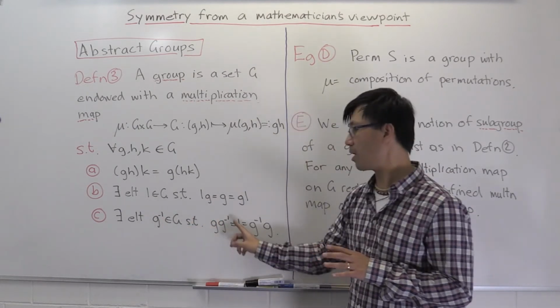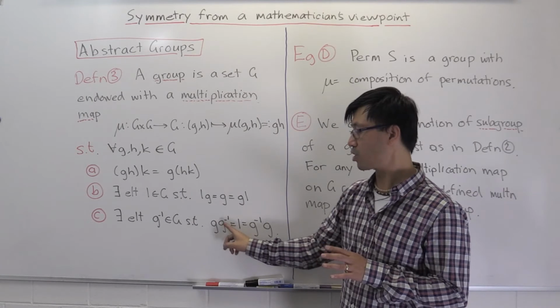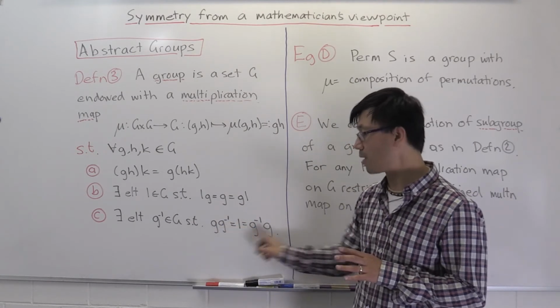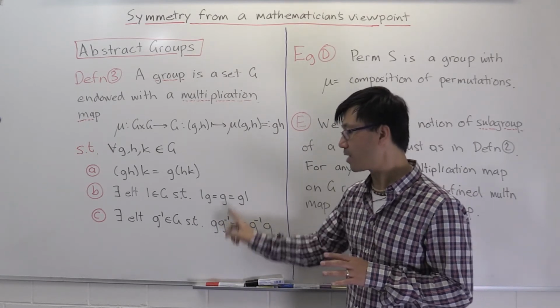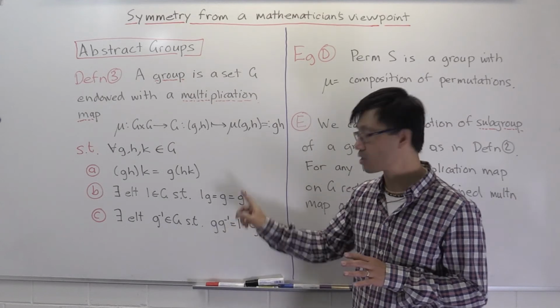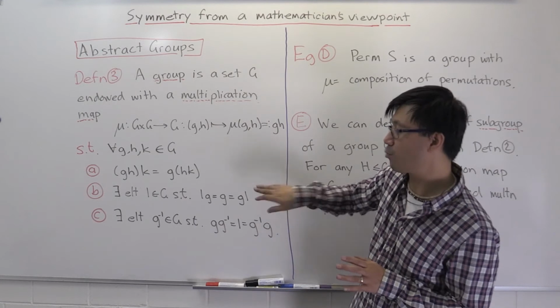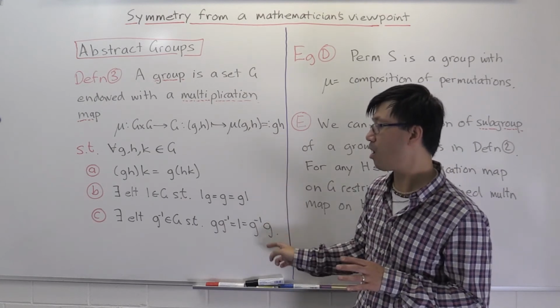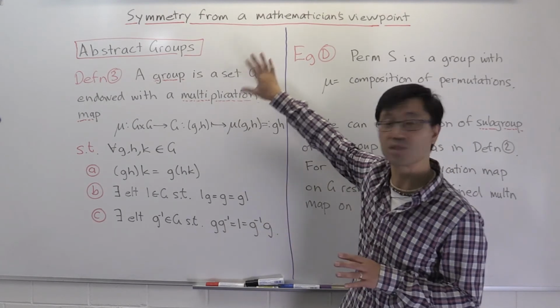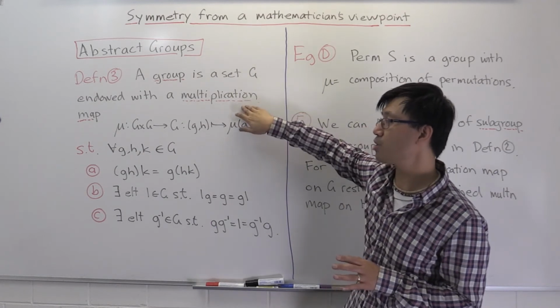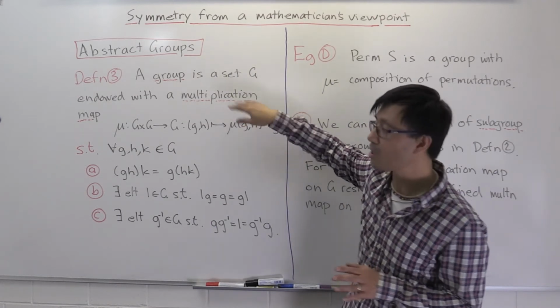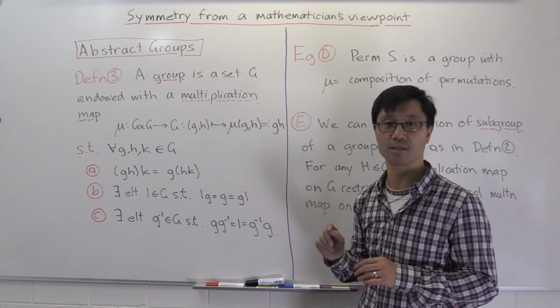If there exists an inverse, another element such that when you multiply it with the original gives you this 1, then that element is uniquely defined, so we can denote it using G inverse. So this is the existence of 1, and this is the existence of inverses. A group is just a set endowed with this multiplication map. They're the two pieces of data which satisfy these three axioms.